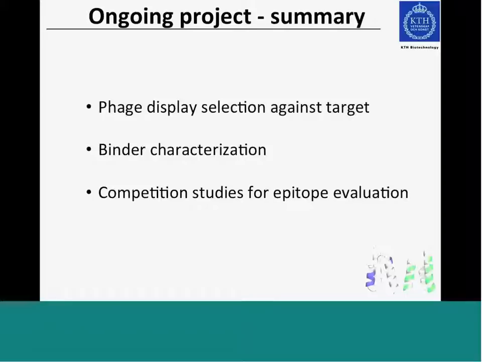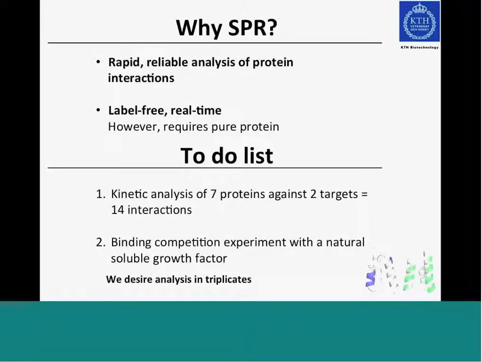So let's dive in, and we have used SPR for all of this. And why have we done that? It's because it's a very rapid, reliable analysis of protein interactions, as you may well be aware of. It's label-free, it's real-time, and it requires pure protein. That could be a negative aspect of it, of course, but we have a very, very robust method to purify our proteins. We're utilizing the HSA binding feature, and we get very, very pure protein with this effort.